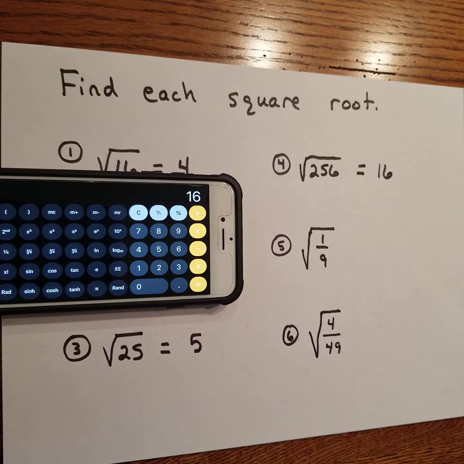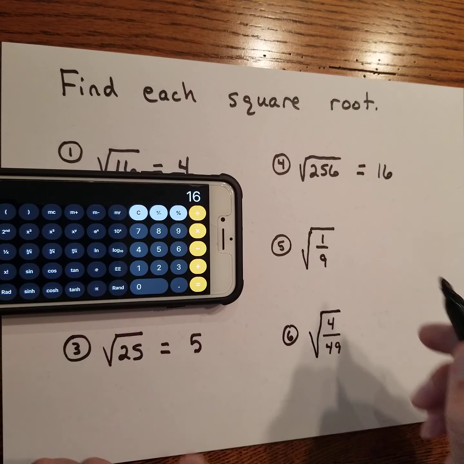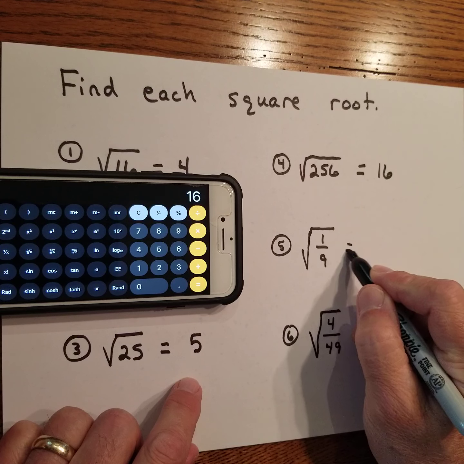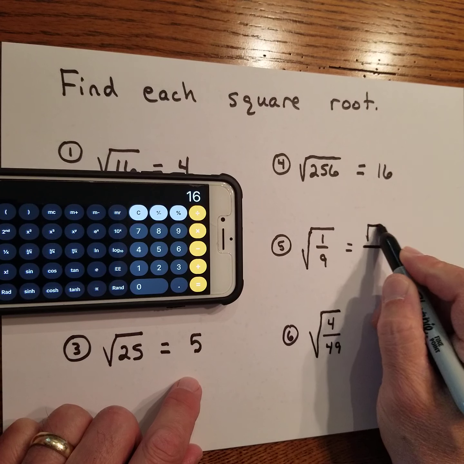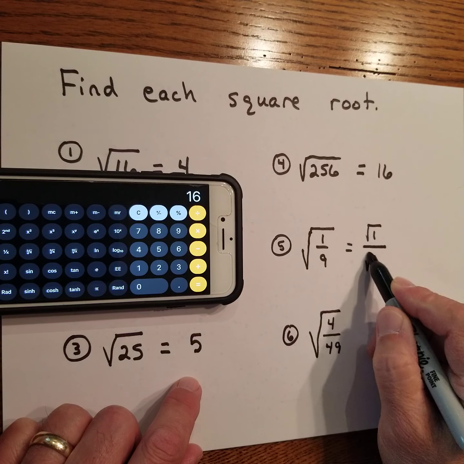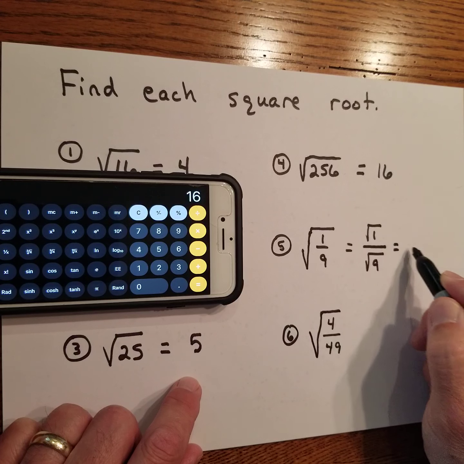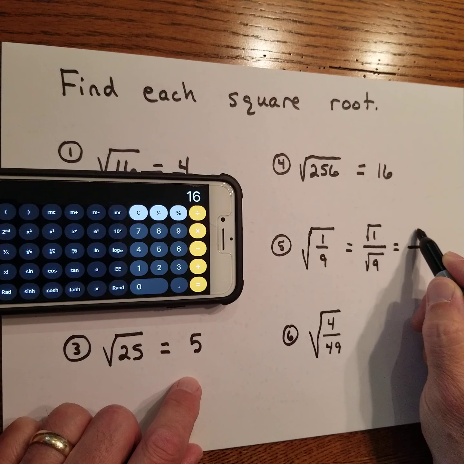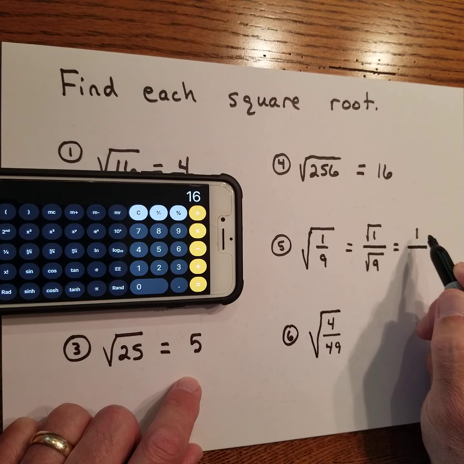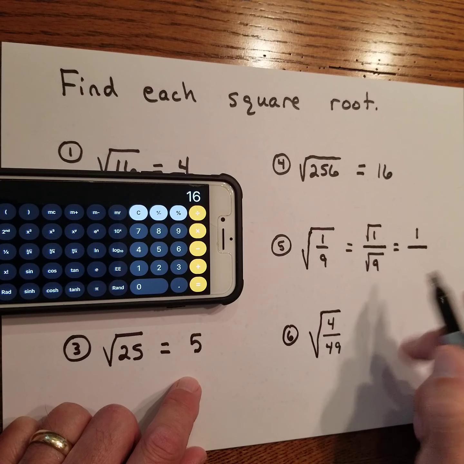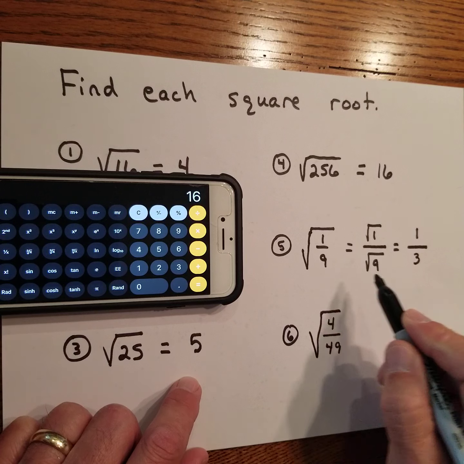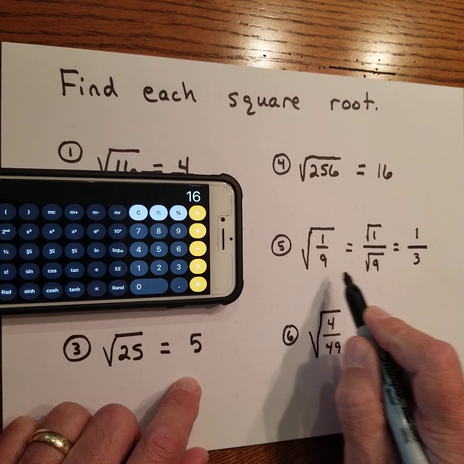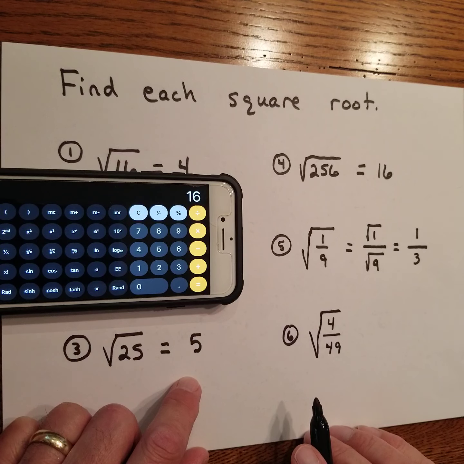Number 5 looks tricky, but this one's not so bad. I can do this one in my head. I'll take the square root of 1 in the top, and I'll take the square root of 9 in the bottom. The square root of 1 is just 1, because 1 times 1 is 1. And the square root of 9, that's 3, because 3 times 3 is 9. So the square root of 1/9 is 1/3.